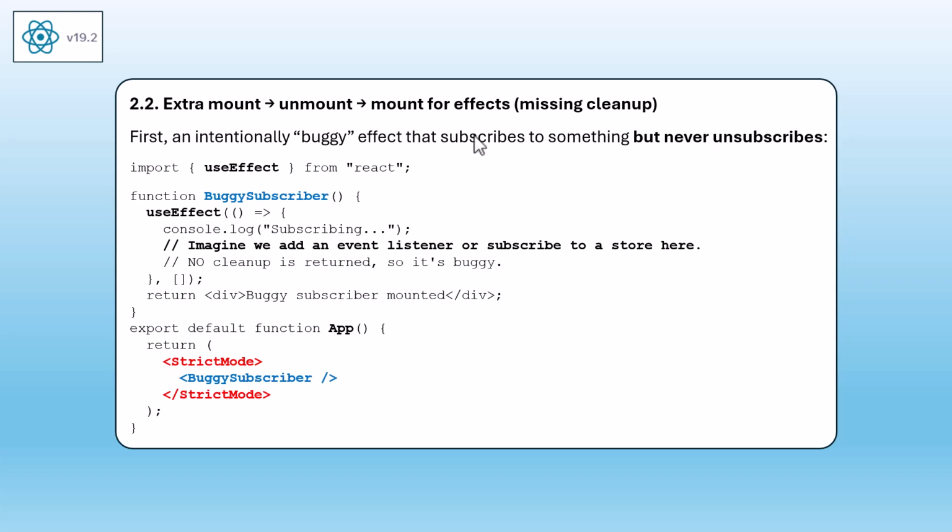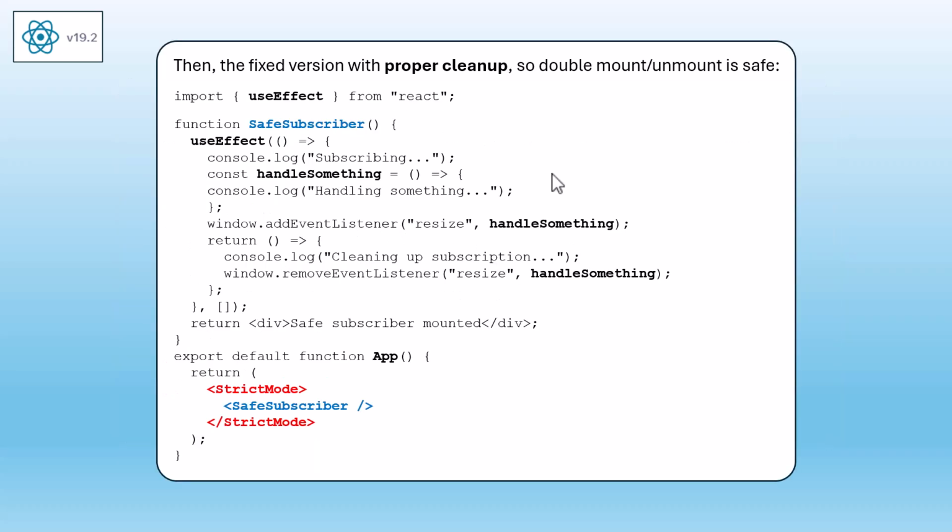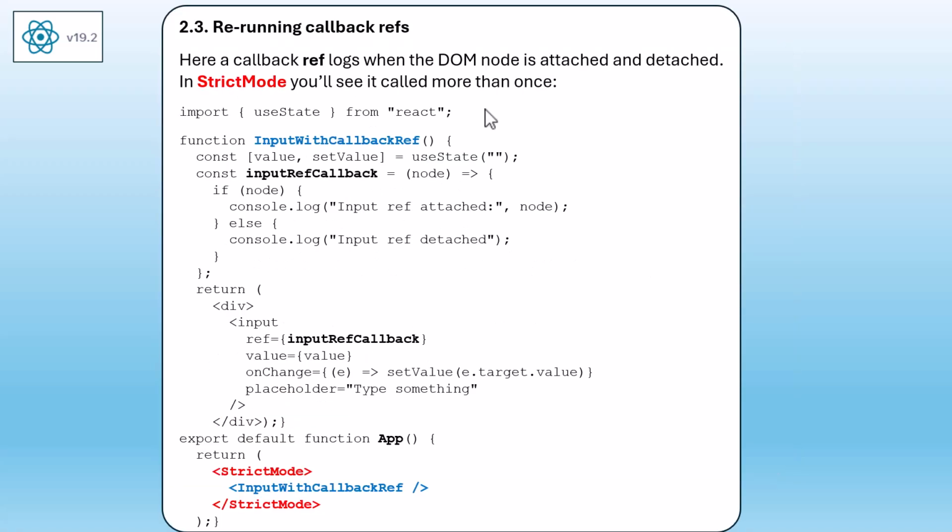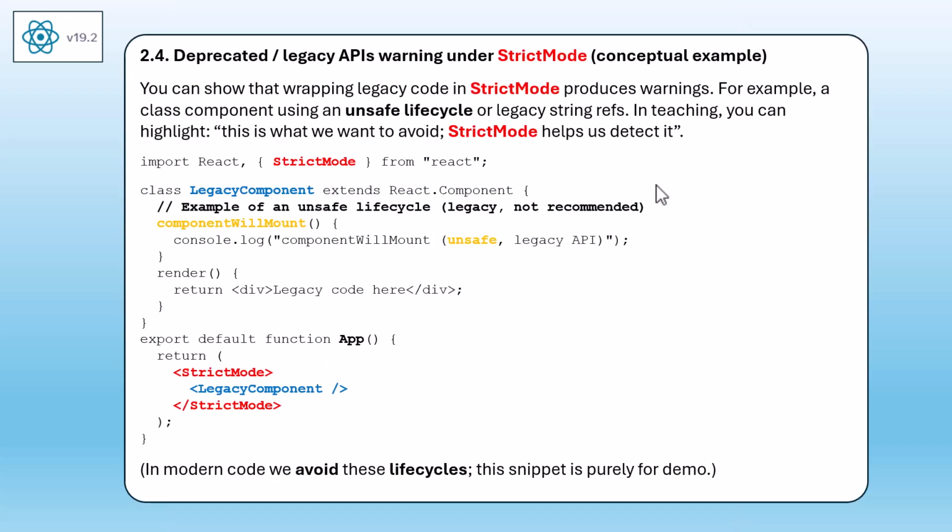This helps detect effects that lack proper cleanup, such as incomplete teardown of subscriptions, timers, listeners, or other resources. It verifies callback references by running their setup and cleanup more than once. This reveals situations where we forget to release references or assume the reference is assigned only once. It warns us when we use deprecated APIs or non-recommended patterns, encouraging us to adopt modern and correct React practices.